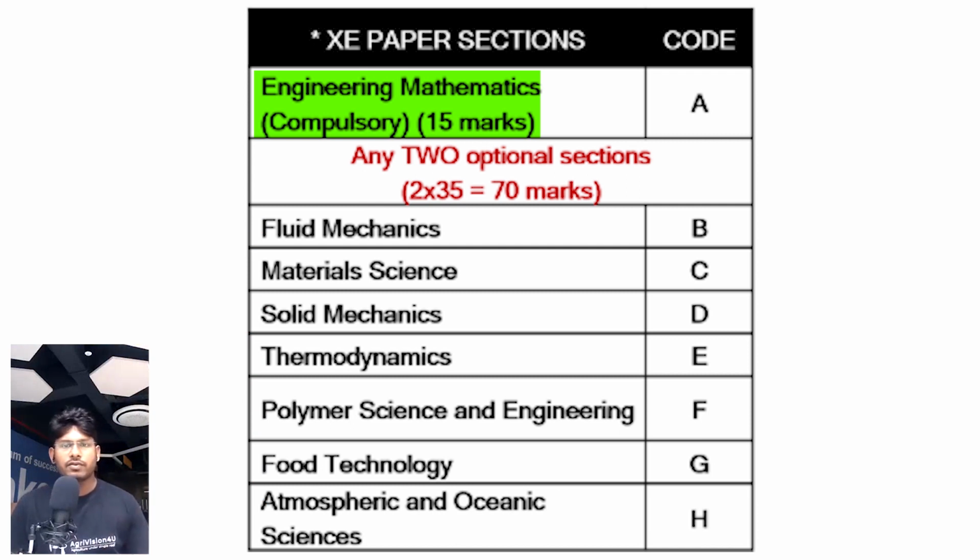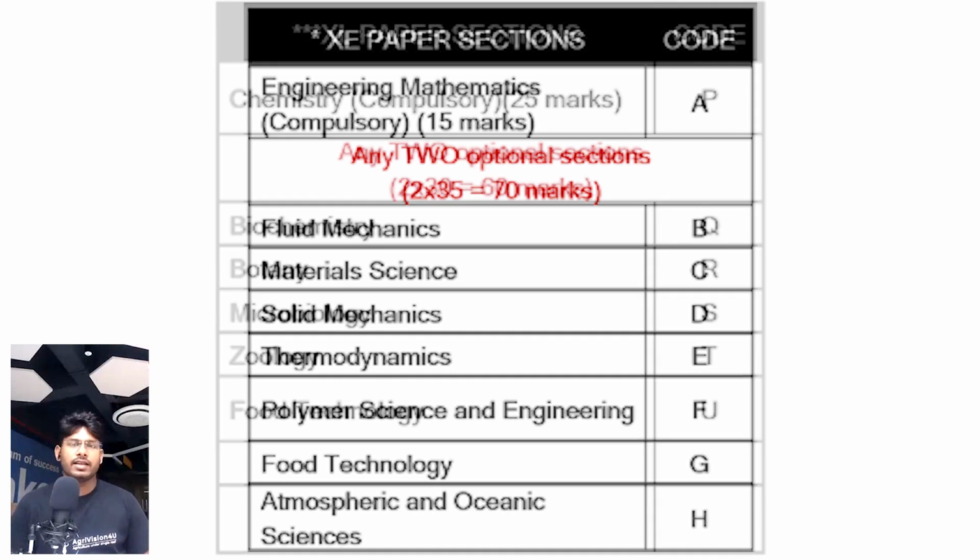It may be thermodynamics and food technology, fluid mechanics and food technology, polymer science and food technology, or for a person who has a background in mechanical engineering or something else, they can go for either thermodynamics and fluid mechanics or thermo and solid mechanics, any two in combination. So it totally depends on the background of a person what option we choose. Okay, that is one thing.